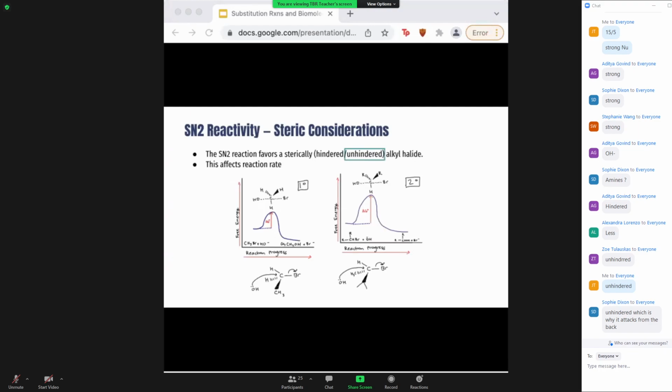Imagine if you had this umbrella with a bunch of things hanging from it. It's harder to make that umbrella invert if you have, I don't know, weights hanging off of it, if it's really bulky, right? So you want something that's unhindered. You want the nucleophile to be able to come in, attack, and push that leaving group out really easily.